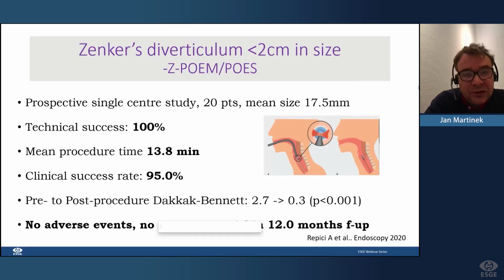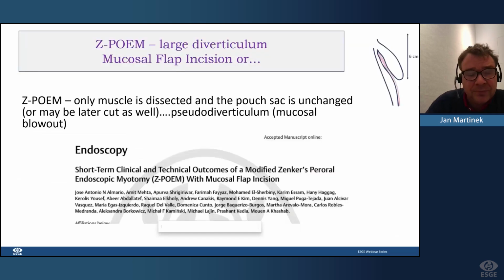Alessandro published in 2020 a study describing ZPOM in patients with small diverticula: technical success 100%, and you see Alessandro, a very good endoscopist, mean procedure time 14 minutes compared to 50 minutes in the study I showed you before, clinical success rate 25%, and no adverse events and no recurrence up to 12 months of follow-up.